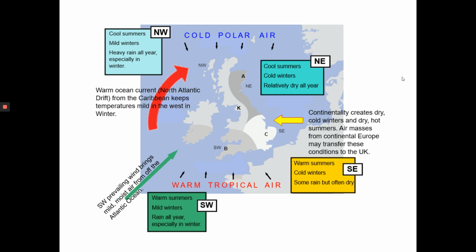Putting this all together, you should now understand what the climate is like in the 4 different parts of the UK, and also why that is. So you're talking about those 5 factors.